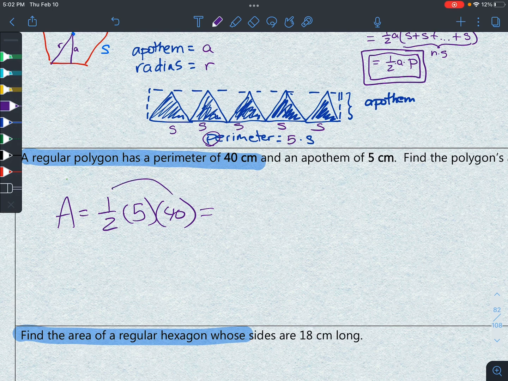All right, 1/2 times 40 is 20. 20 times 5 is 100. So 100, again, don't forget your units, squared. Simple enough.